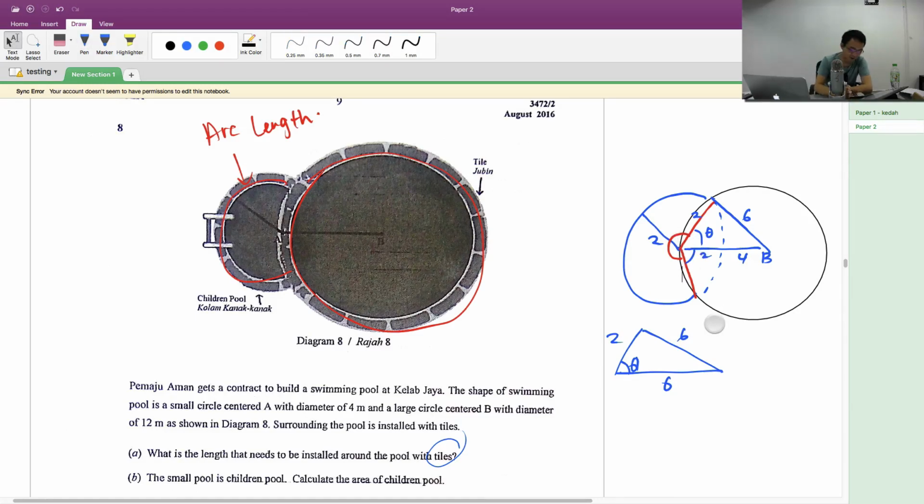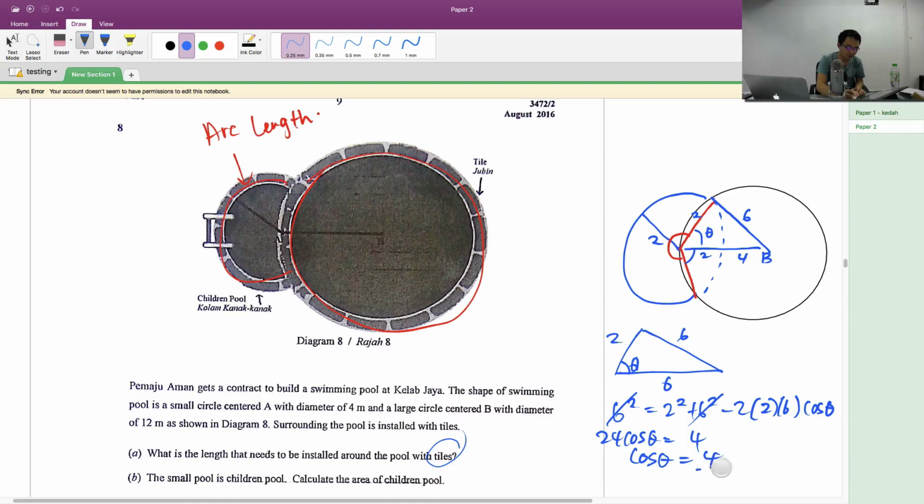Okay, so this is a difficult part. I use the cosine rule. So 6 squared equals 2 squared plus 6 squared minus 2 times 2 times 6 cos delta. I measure my answer in radians. 2 times 2 times 6 is 24 cos delta. I move it to this side because it's negative. So here will be 6 squared minus 6 squared and 2 squared, which is 4. So cos delta equals 4 over 24.